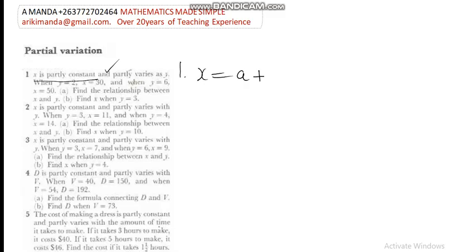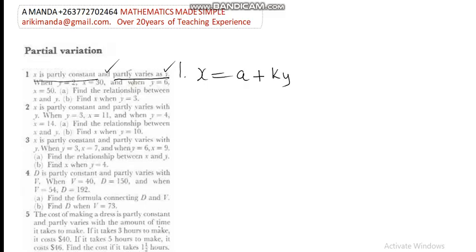And then the sentence continues and says partly varies as y. I will introduce another second constant. In this case, I will introduce a k. And this k will be attached to the letter y. So I have ky now.